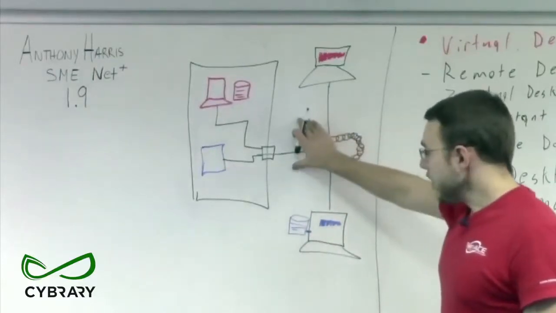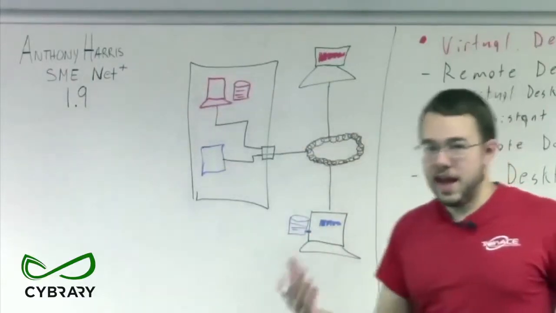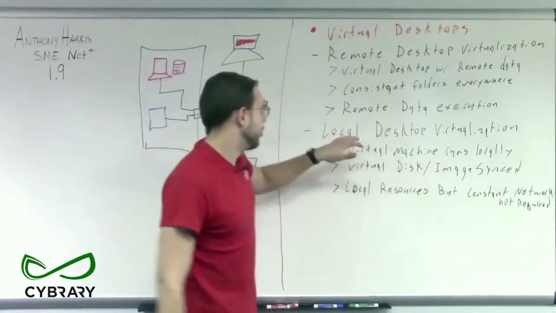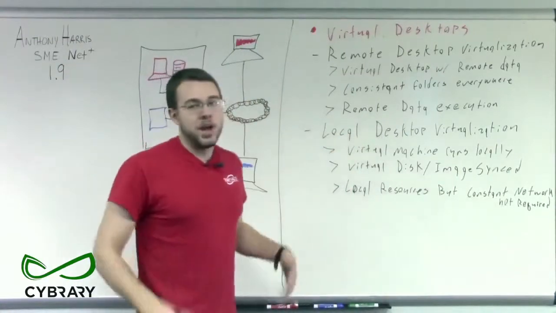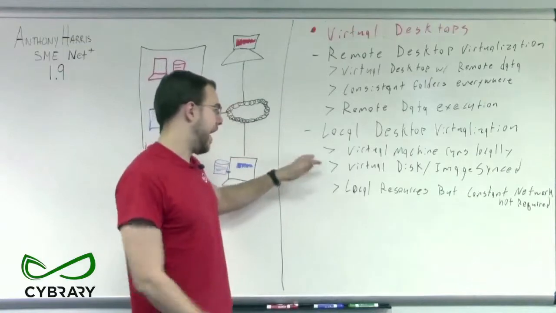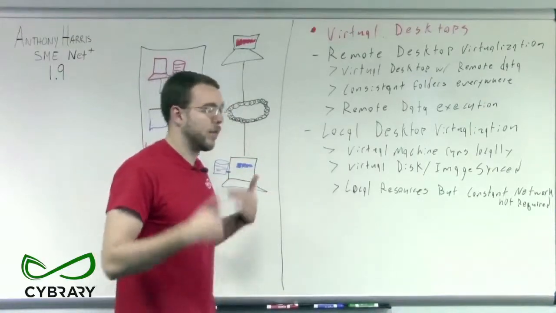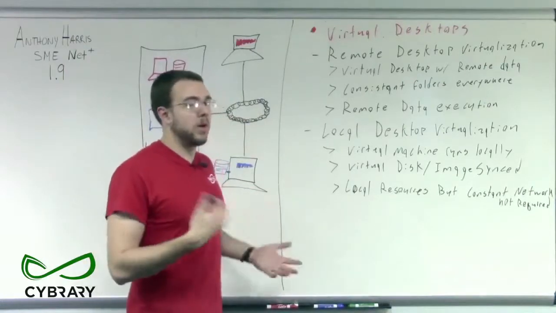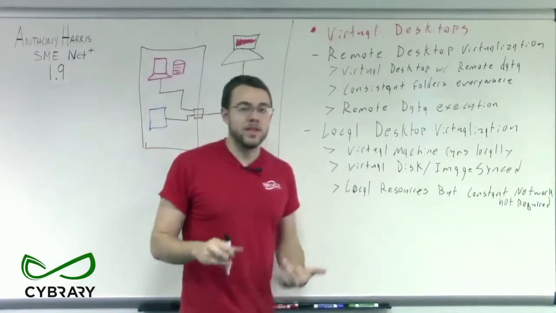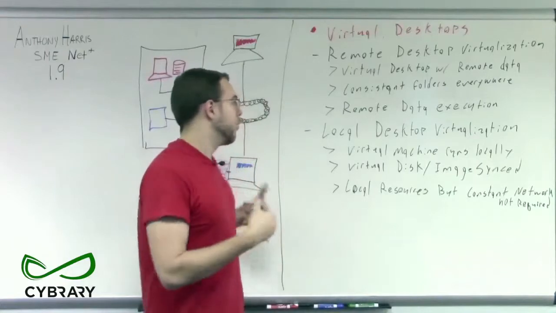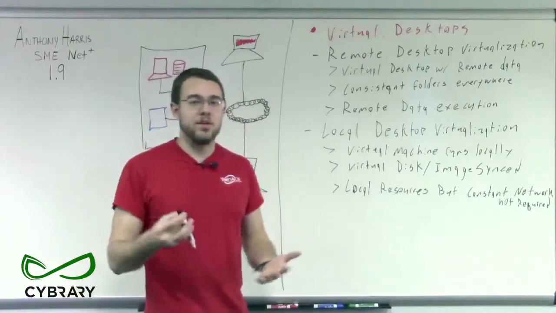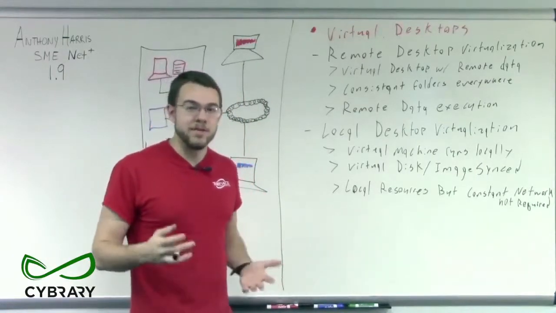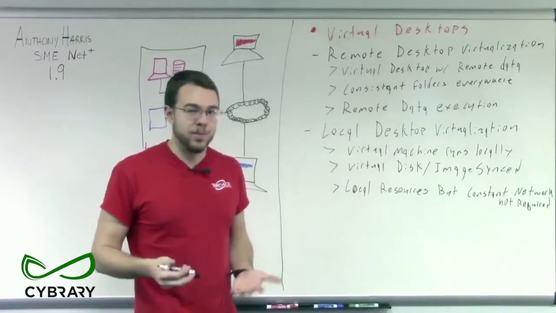Now, the flip side to this remote data execution is going to be our local desktop virtualization. Now, our local desktop virtualization has our virtual machine, our virtual desktop running locally. Now, how does it do this? If we're running our local desktop locally, then how is this providing us with our consistent folders? How is this providing us with really any benefit other than just having a virtual machine on our computer?